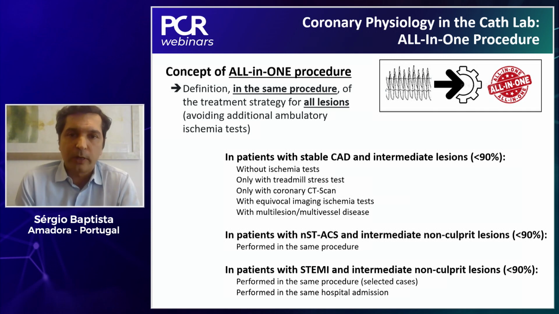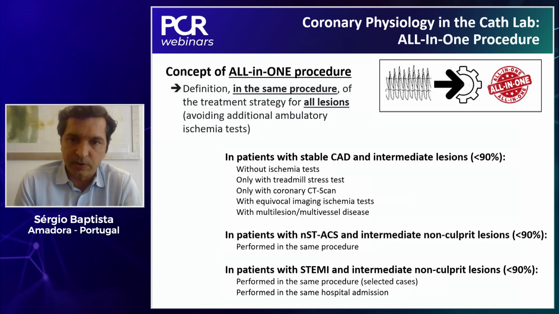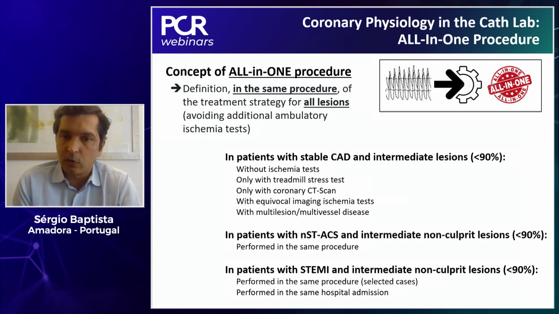In the same procedure, you can define the treatment strategy for all your lesions, and that avoids additional ambulatory ischemia tests. And it's particularly important for patients with stable coronary artery disease: those that don't have any ischemia tests, those that only have a treadmill stress test, patients with only a coronary CT scan, with equivocal imaging ischemia tests, or patients with multivessel or multi-lesion disease.